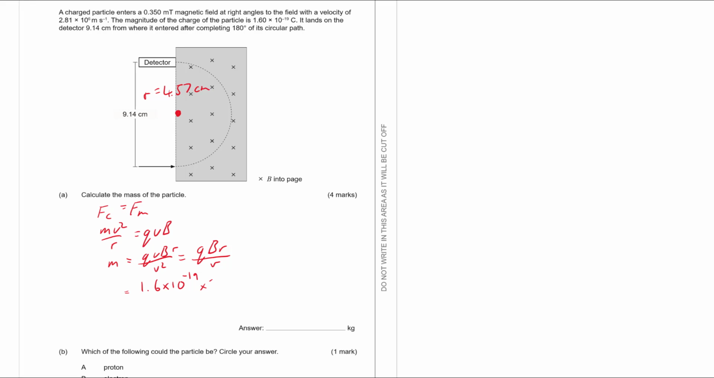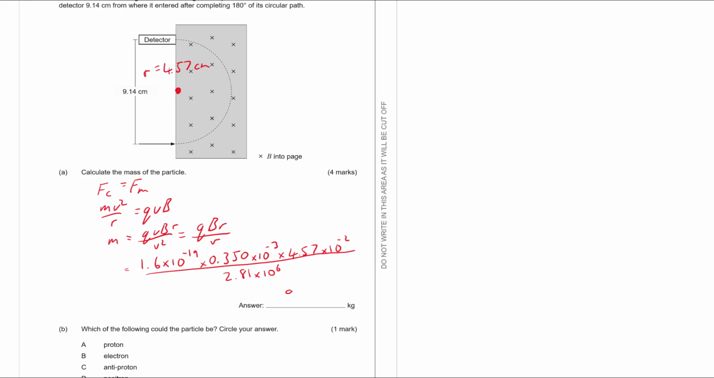Your B is 0.350 times 10 to the negative 3. And your radius is 4.57 centimeters. And that is going to be all over the top of the velocity of 2.81 times 10 to the 6. And what you should get is 9.11 times 10 to the negative 31 kilograms. And the great thing about this is that it's a number that looks very similar to the mass of an electron, so you definitely know you're on the right track.